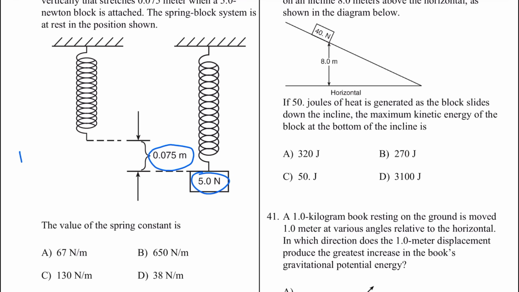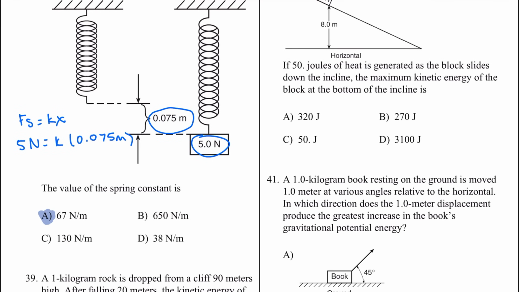So we can use the equation Fs equals Kx. So force of the spring is 5 newtons. We're solving for K, which is the spring constant, and we know X, which is 0.075 meter. Plug in, and you're going to get 67 Newton per meter.